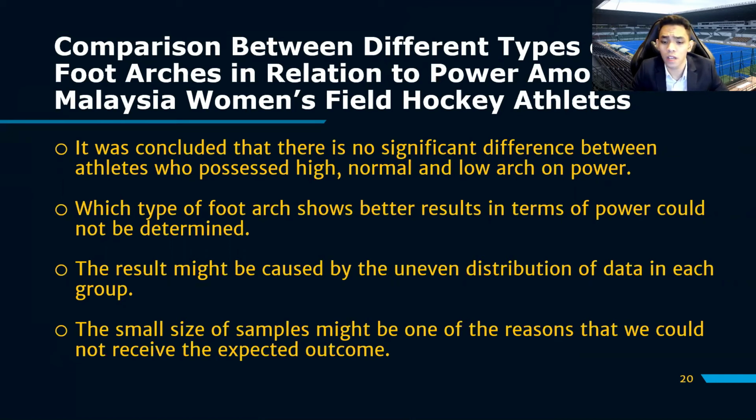So the result might be caused by the uneven distribution of data in each group, and the small size of samples might be one of the reasons that we could not receive the expected outcome. So even though it is shown that the type of foot arc may be related to power, other key factors that could possibly influence the result have to be considered.